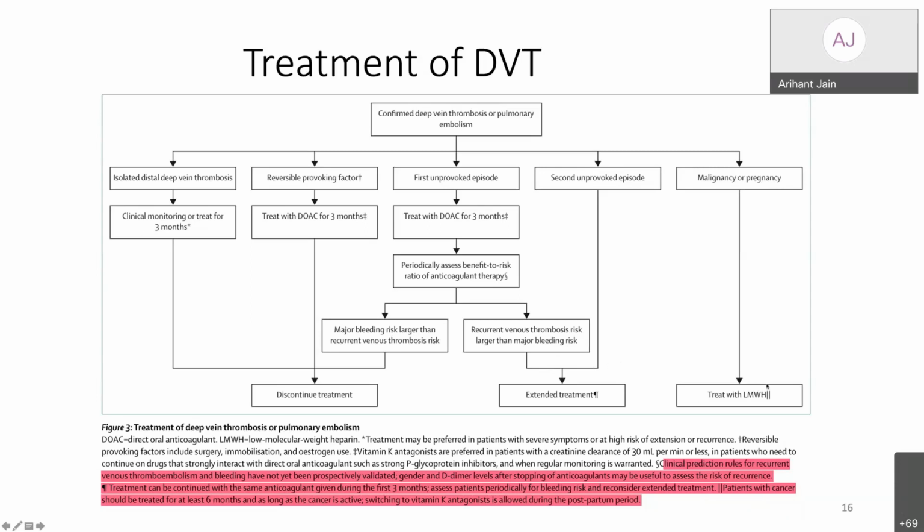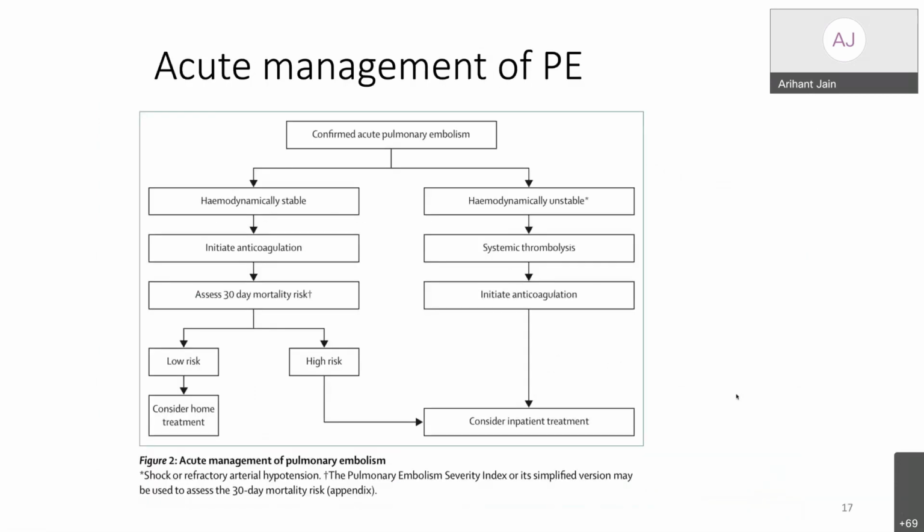Malignancy or pregnancy, typically you use low molecular weight heparin in these cases, but you can use DOACs as well, which are approved in this indication. So next, coming to pulmonary embolism, a lot of you would be working in the emergency.